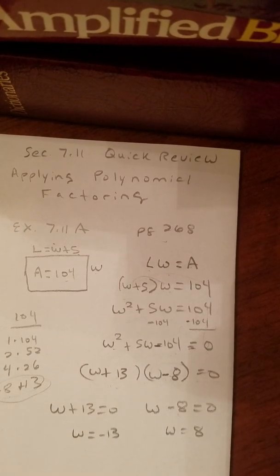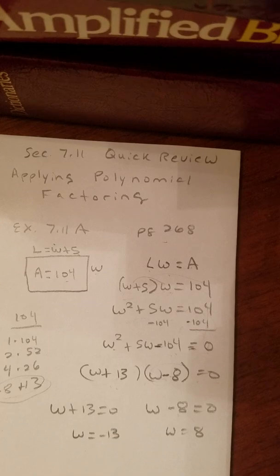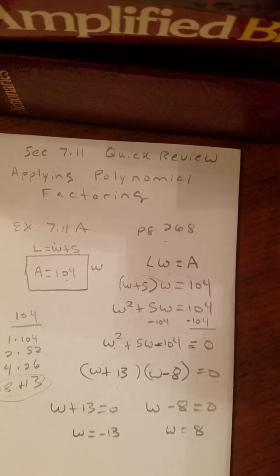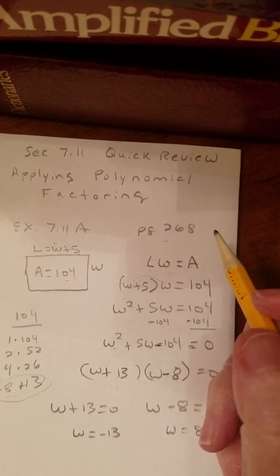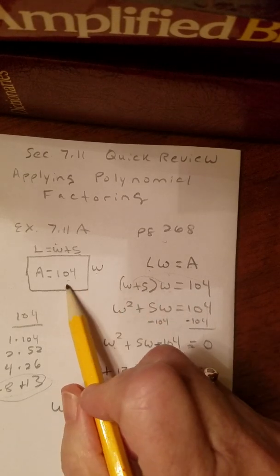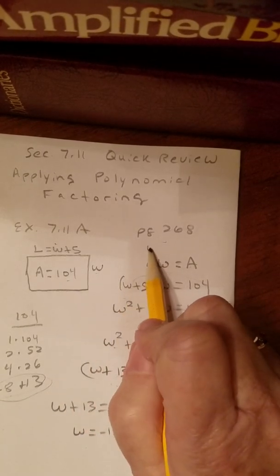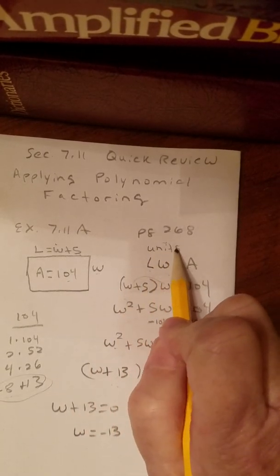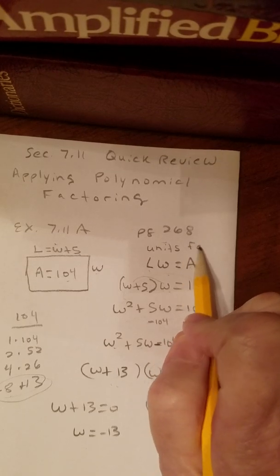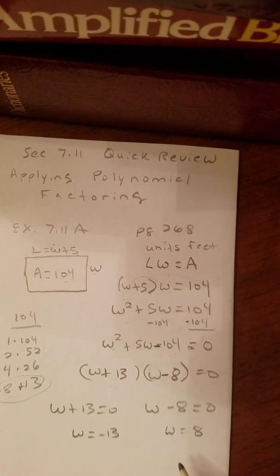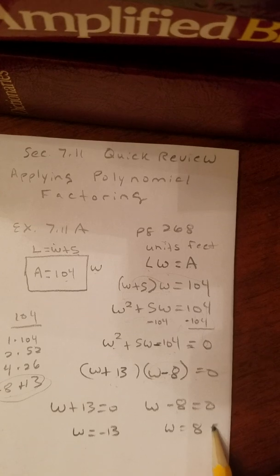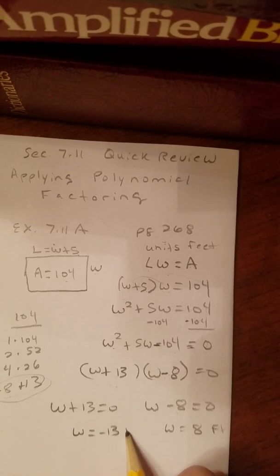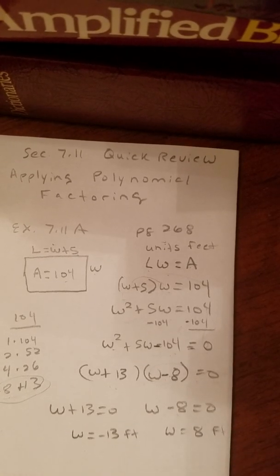So, now let's look at our information. Remember, always represent units. When they're talking about units, they said 104 what in the story problem? It said square feet, right? So we're dealing with feet. So we have 8 feet and a negative 13 feet.